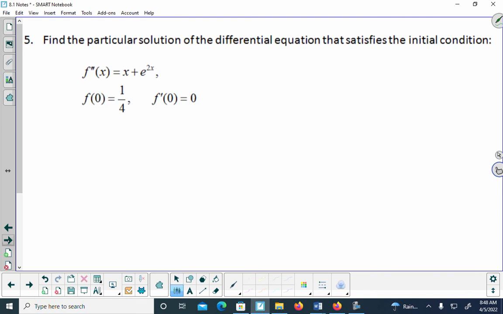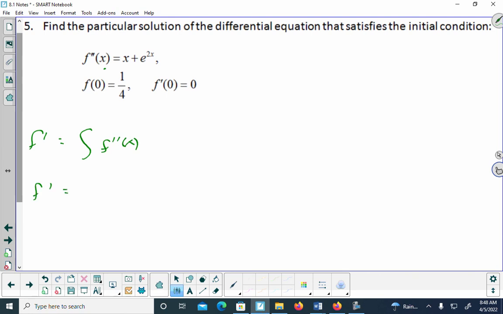Number 5, find the particular solution of the differential equation that satisfies the initial condition. So it's telling you that the second derivative is equal to that. It's telling you that f of 0 is 1/4, and then the derivative at 0 is 0. So it's giving me the second derivative. To find the first derivative, I'm going to have to take the antiderivative of this. So the first derivative is equal to the antiderivative of the second. I'm going to take the antiderivative of x plus e to the 2x.